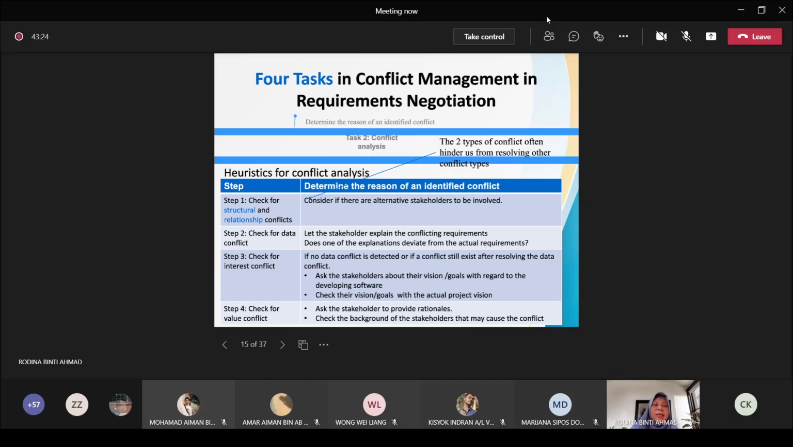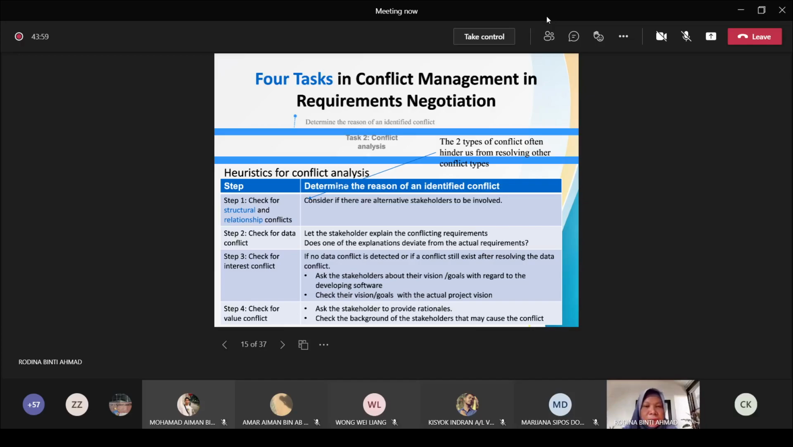All right. And then if you think that what they are telling you is acceptable, then the next step is to check for interest conflicts. You might want to ask the stakeholders about their vision, their goals, with regard to the software being developed, or if they have conflict only between certain requirements. So you might want to ask them, for these requirements, what is your goal? And then ask another stakeholder as well. So you can try to see whether they have conflicting goals.